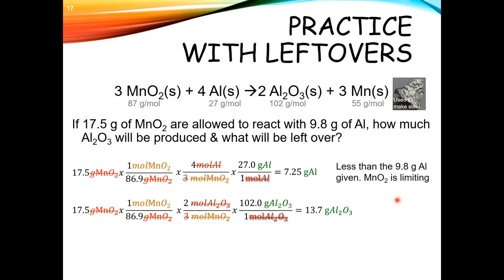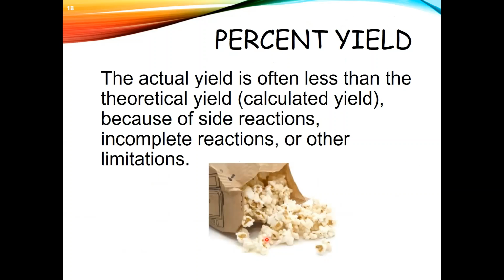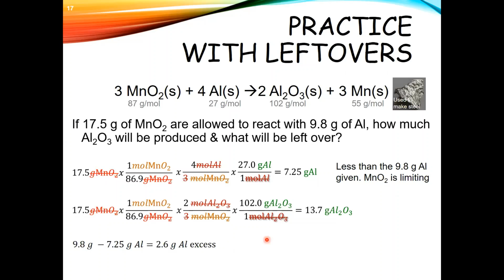Now we know how much is produced. Let's figure out what's left over. We started with 9.8 grams of aluminum. We used up 7.25 grams, so we're left over with 2.6 grams. So that's all there really is to it. If you have any questions about calculating leftovers, let me know. We don't have any fun names for leftovers. And some of you might say leftovers is a fun enough name, but we just call it leftovers.